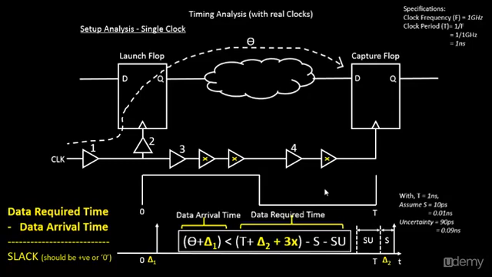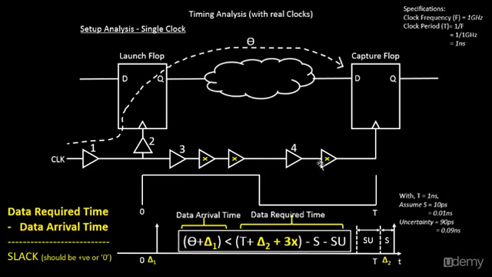But there is a point over here that we are tending to ignore: what happens to the next stage. What happens when this particular flop becomes the launch flop, and there is one more that becomes the capture flop? In that case, all this 3x delay will now become the data arrival time. So for example, in this particular scenario, now this is the capture flop. Now there is one more flop present over here. So this becomes the launch and the other one becomes the capture.